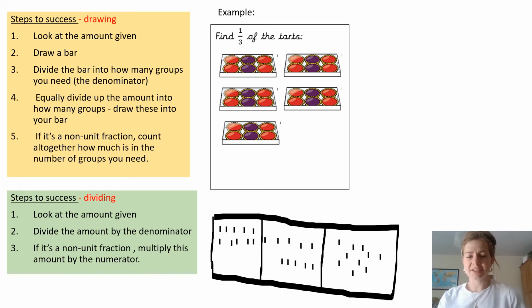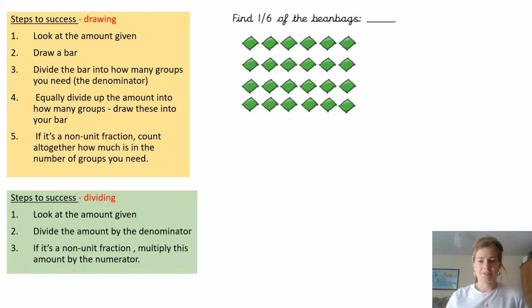Drawing them all out, I count one box and I have 10. 30 divided by 3 equals 10. So my answer is 1/3 of the tarts. I have 10 tarts. Right, so next example, I'm going to do it dividing.